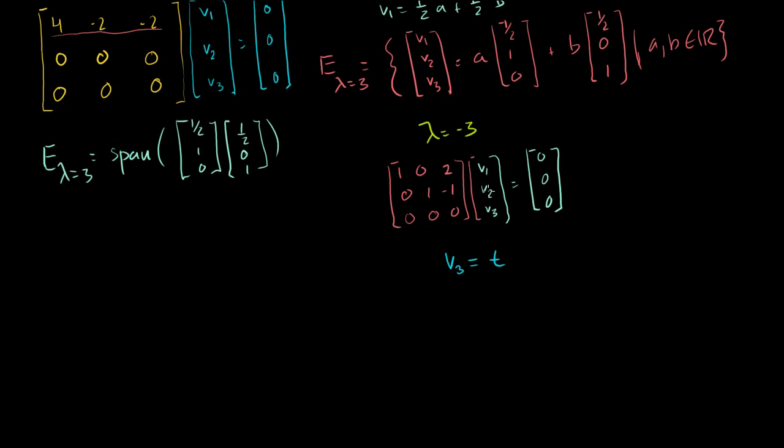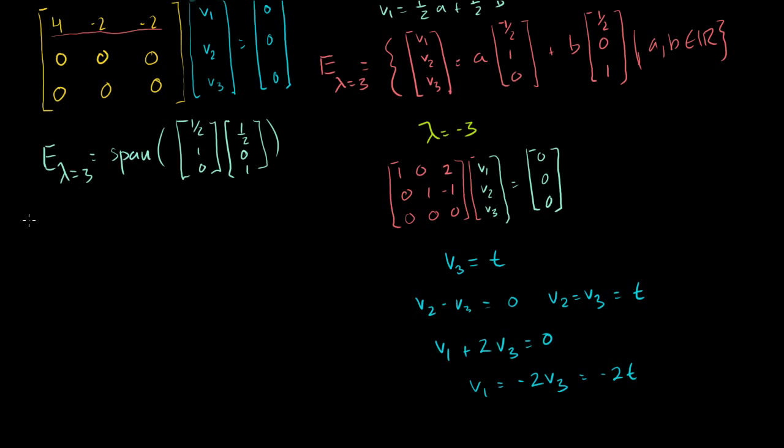If v3 is equal to t, then what do we have here? This tells us that v2 minus v3 is equal to 0, so v2 is equal to v3, which is equal to t. That's what that second equation tells us. And then the top equation tells us v1 plus 0 times v2 plus 2 times v3 is equal to 0, or v1 is equal to minus 2 v3, which is equal to minus 2 times t.